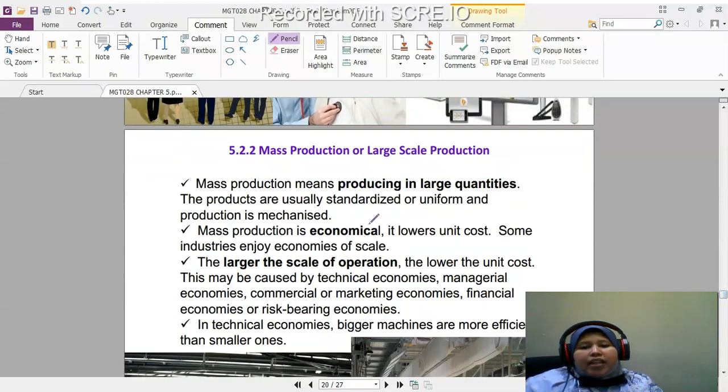Okay, then let's look at the mass production or large scale production. Apa maksud mass production?